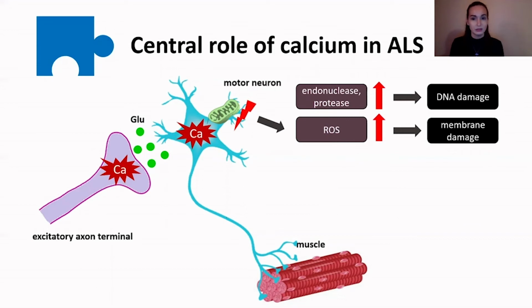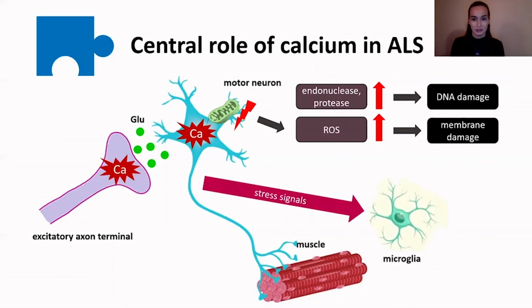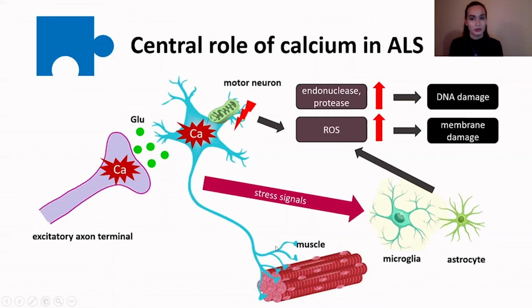As a result of these pathological processes, neurons release stress signals that activate the neighboring glial cells, microglia and astrocytes, which produce even more reactive oxygen species. The distal part of the neuron is also damaged because of the elevated intracellular calcium level in the presynaptic terminal or because of the anti-motor neuronal antibodies.